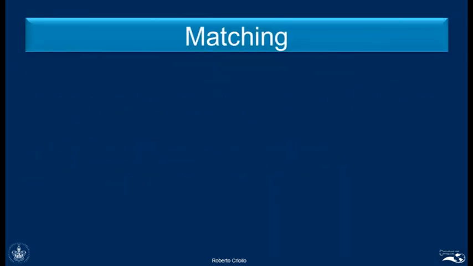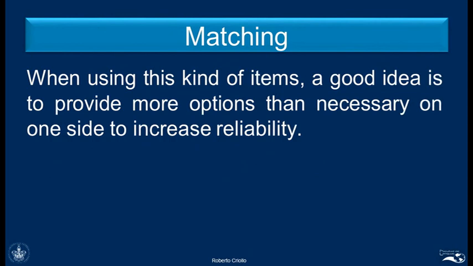Another very common kind of objective item is matching. When we use this kind of item, we need to take into account that it's a good idea to provide more options than necessary on one side to increase reliability. That means we are not going to ask test takers to join three elements to three elements, or five to five. We might want to have a different number on one side so that we can make sure that the person is answering the question because he or she is using his or her competence, and not because they are just guessing the correct answer.